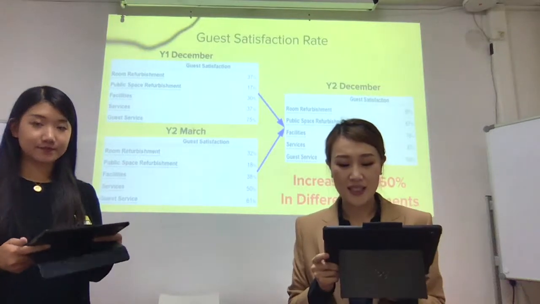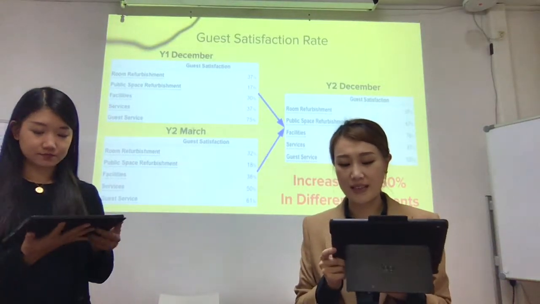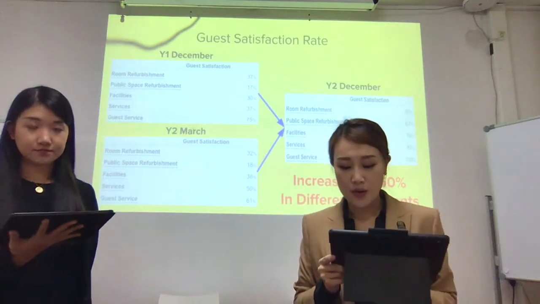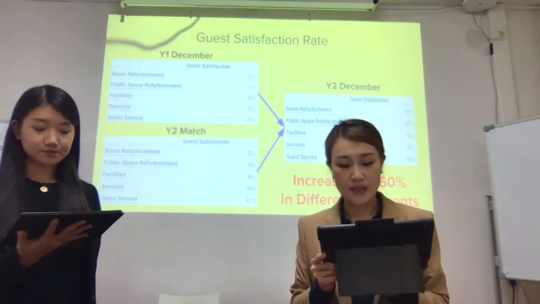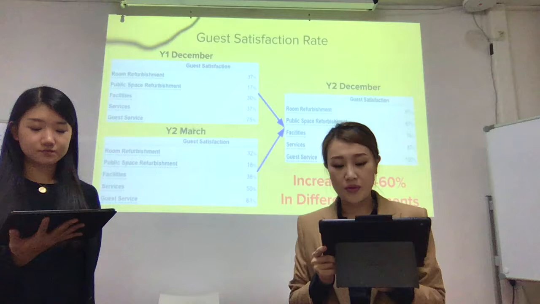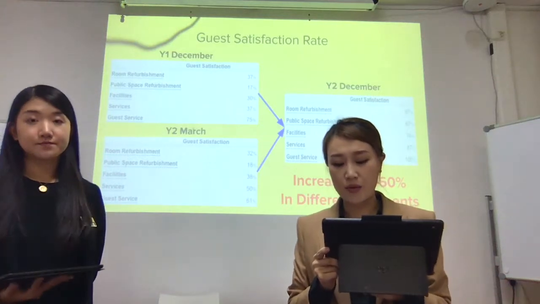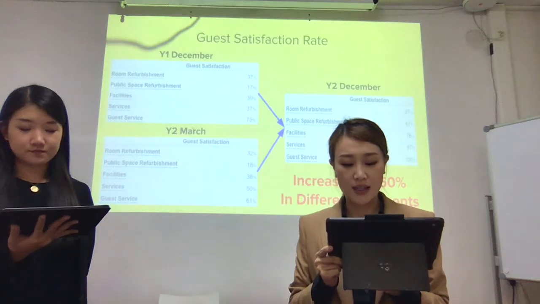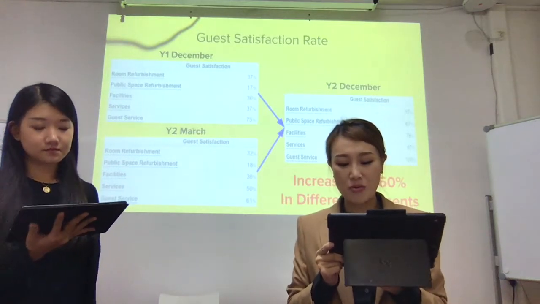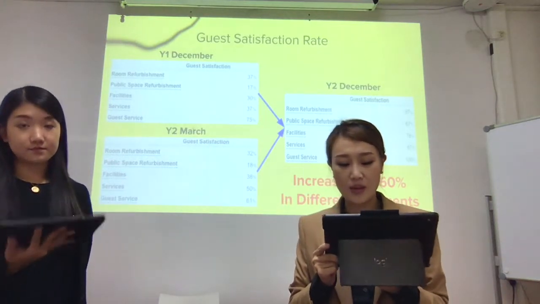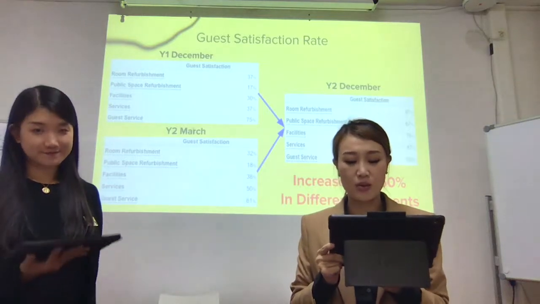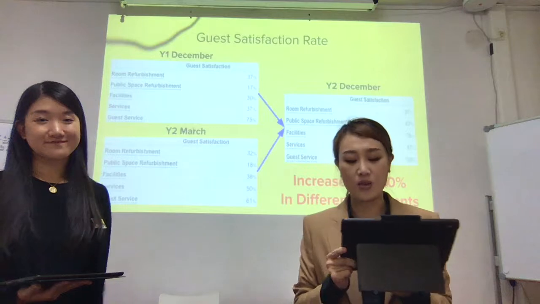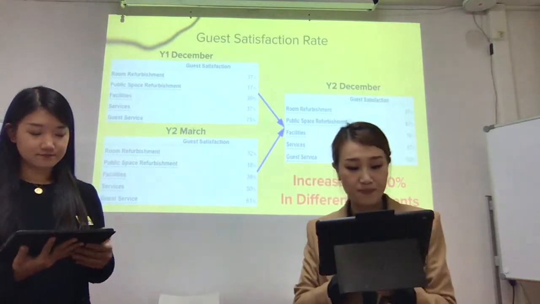From here, we can see the comparison of guest satisfaction rate from year 1 December to year 2 December. For the guest satisfaction rate in these different segments, all of them increased by at least 25 to 60%. Particularly, we can look at the guest satisfaction rate of room refurbishment, which has increased from 37% to 97%, and the service increased from 37% to 87%.